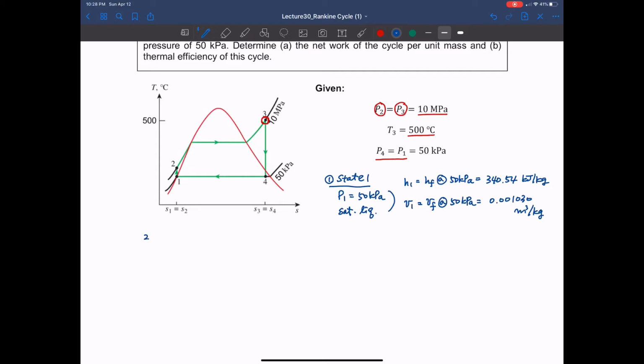Then how about at state 2? What we do know is the pressure, which is 10 megapascal, and we have to satisfy the isentropic process or ideal case. So from the ideal Rankine cycle analysis, the pump work can be calculated by v1 times (P2 minus P1). Again, that equation is only valid for the isentropic ideal pump work. Now, we already know v1, and we also know P1 and P2. So from this equation, we can easily calculate the ideal pump work, which is 10.25 kilojoule per kilogram.